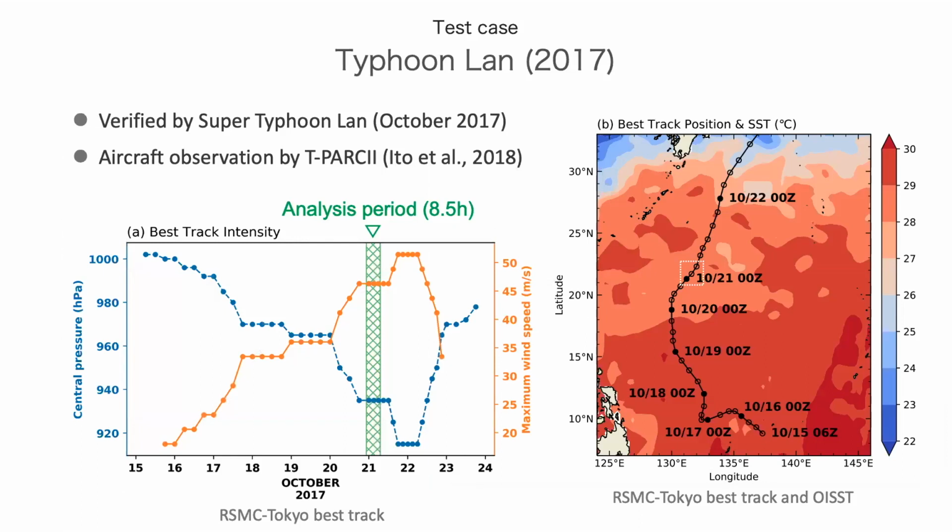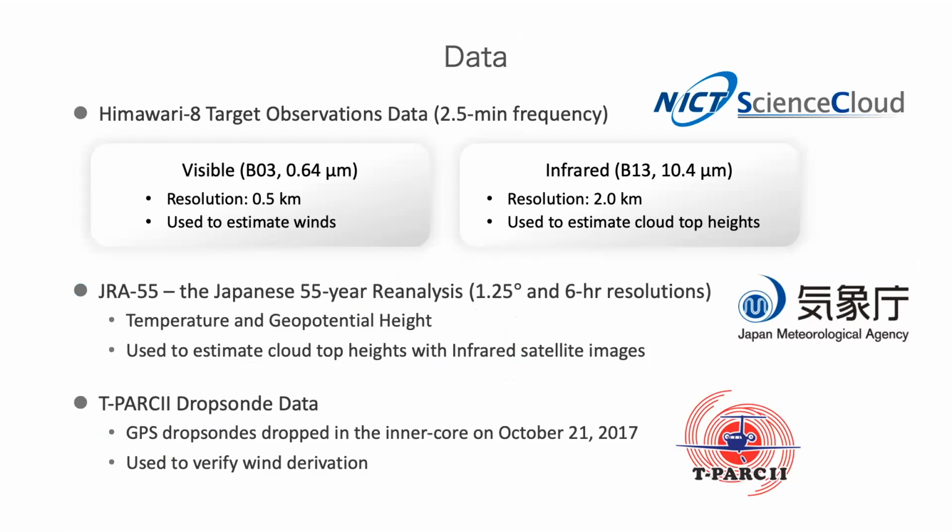We chose Super Typhoon Lan 2017 as a test case for method development. This case was also observed by the T-PARCII project with dropsondes. These figures show the track and intensity changes from the RSMC Tokyo best track records. The green hatch indicates the analysis period, which is daytime in local time. We use Himawari-8 typhoon target observation data, JRA-55 reanalysis, and T-PARCII dropsonde data. The visible band was used for wind speed estimation, and the infrared band and JRA-55 were used for parallax correction. Dropsondes were used to validate our method.